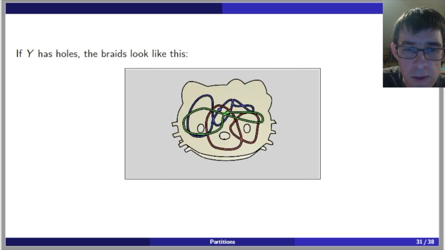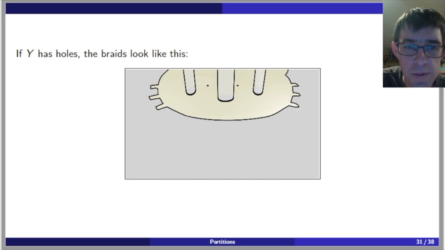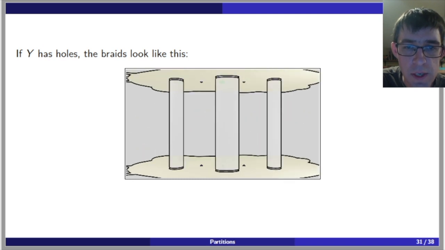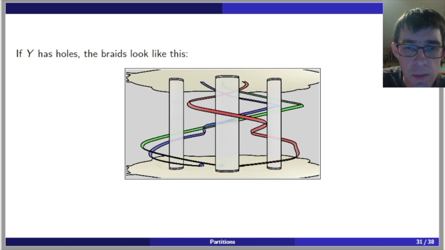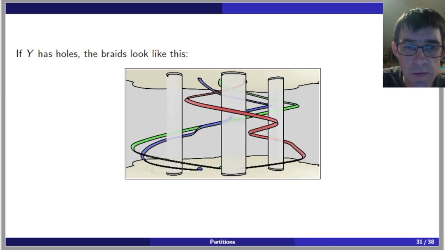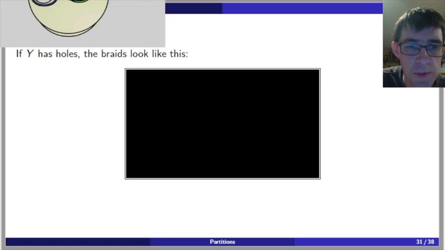And here's another one. This is a cute little Hello Kitty. And here you can see the braids can go around each other, but also around these holes. And so you have a more complicated kind of braid group for these.